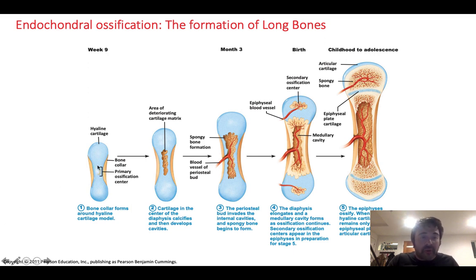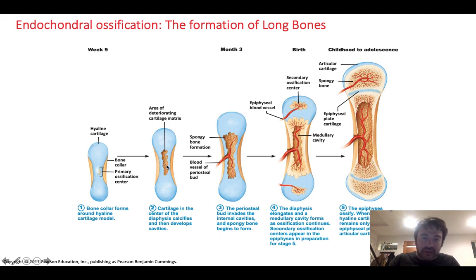And then you also get what's called a bone collar forming, but pay closer attention to what I have labeled on your handout. So we have this ossification center and this bone collar that forms. And as bone starts to replace cartilage, you start to get the beginning of the medullary cavity as that cartilage kind of deteriorates in that matrix.